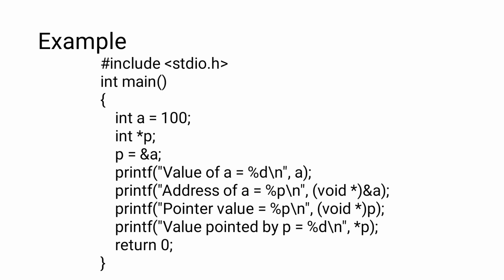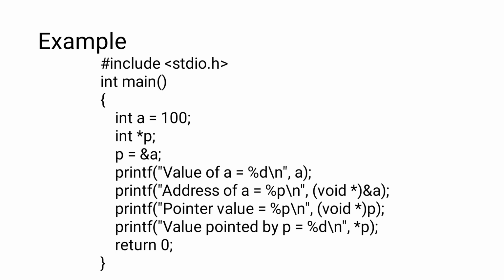So now I am displaying the address of a. So address of a equal to percentage p, \n. I'm starting the next new line. So \n, comma void star, in brackets I'm giving void star and address of a. What is the purpose of void star? The format specifier p, which is used for printing an address, always expects a void type pointer.